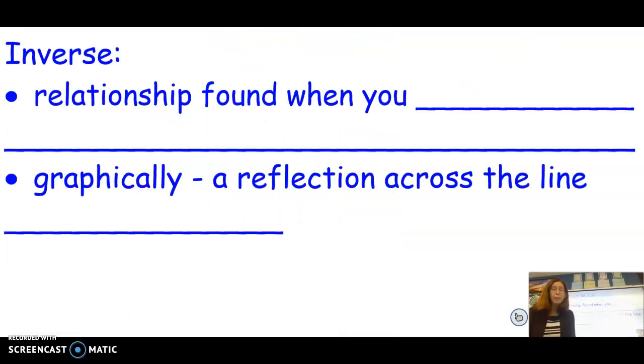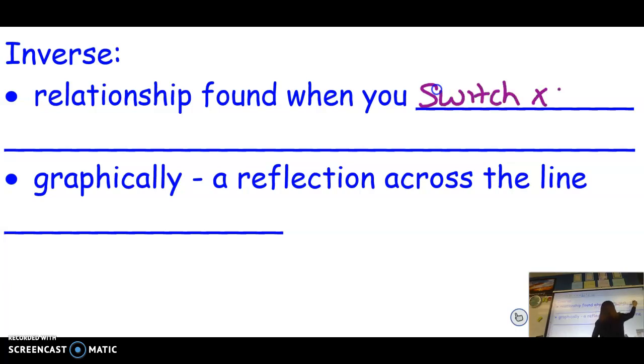Okay, so to sum this up a little bit, an inverse is the relationship found when you switch the x and the y. So the roles of the inputs and outputs are switching places. And graphically, what that ends up being is a reflection across the line y equals x. And you will be responsible for knowing that information.